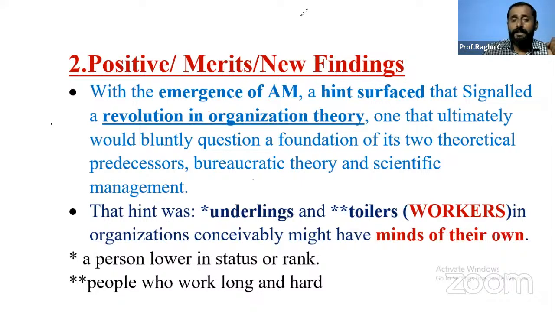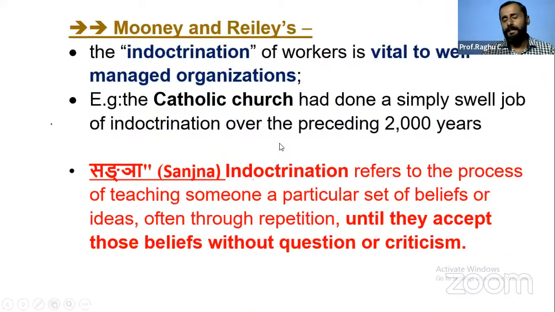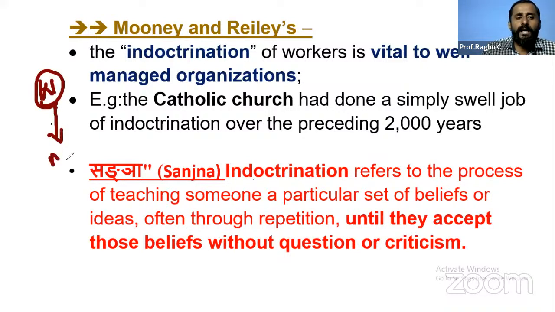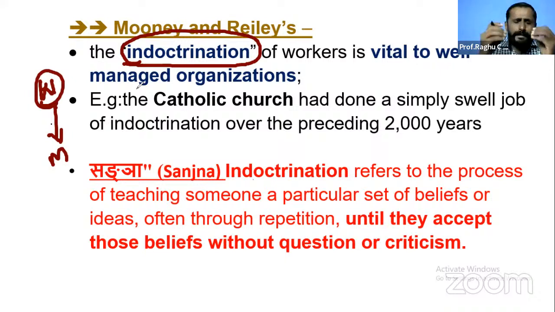And in fact, this was the last in the closed model. For instance, Mooney and Reiley told that indoctrination of the workers is vital for a well-managed organization. Previously, what was thought? It was thought that the worker is an economic man. Give him money, he will work. Now the concept of indoctrination: workers have a mind of their own. So here, indoctrination means incorporating something into one's mind and making him believe it.